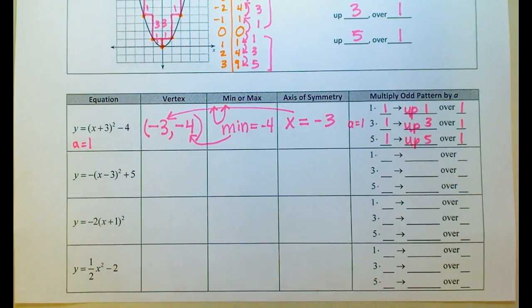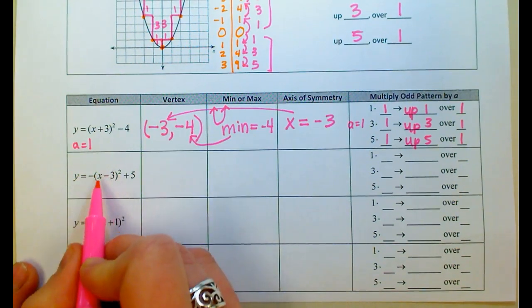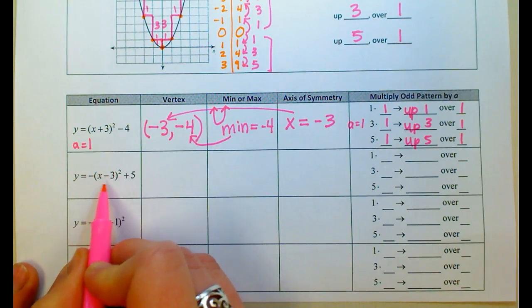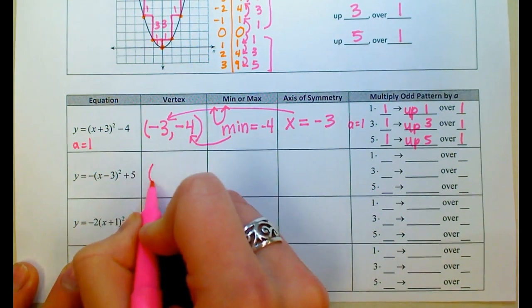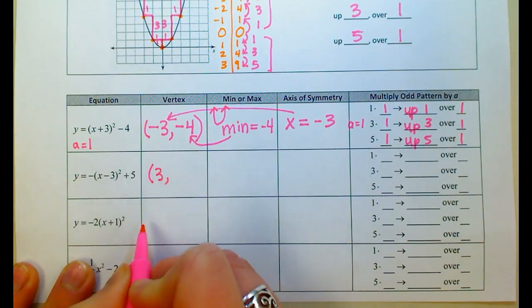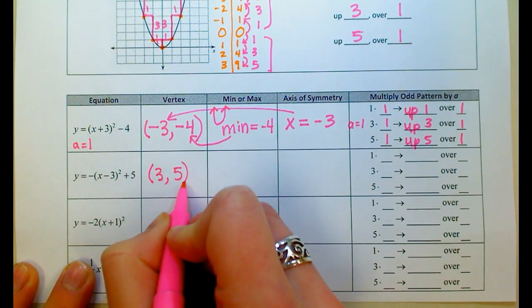Okay, let's look at the next one. Finding the vertex first. This -3 means we're going to go to the right 3, and then this means we're going to go up 5. So my vertex will be on the points +3, +5.